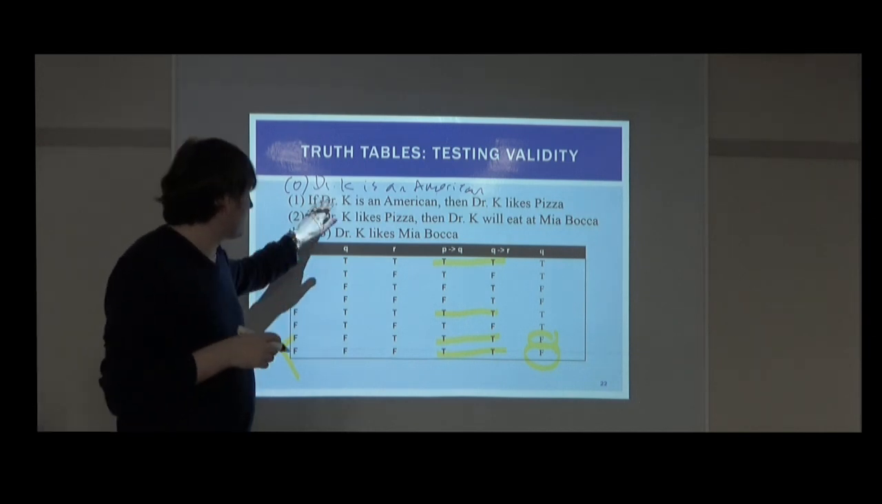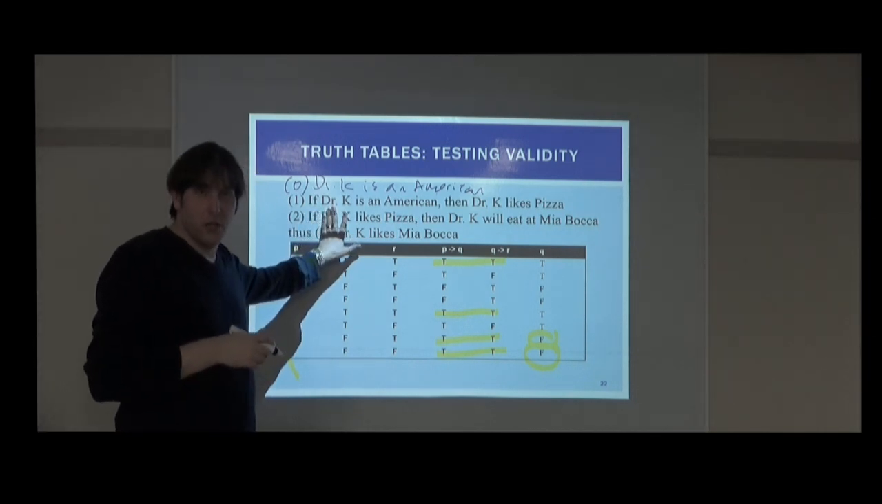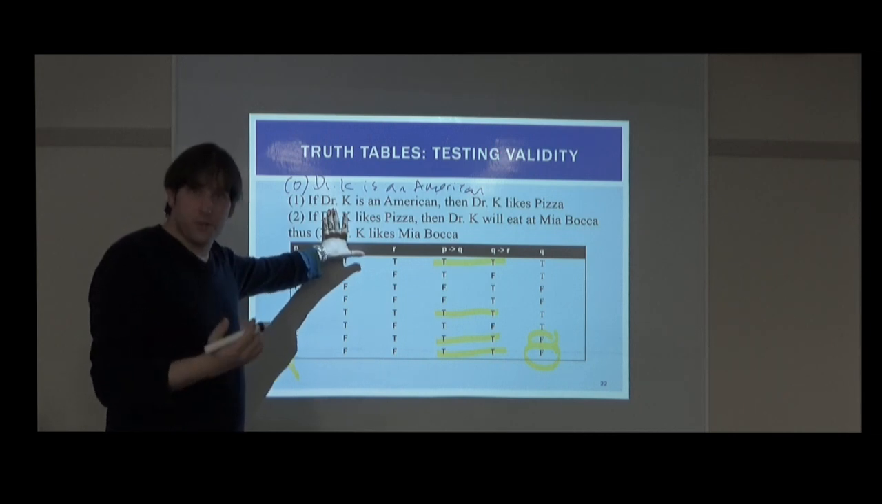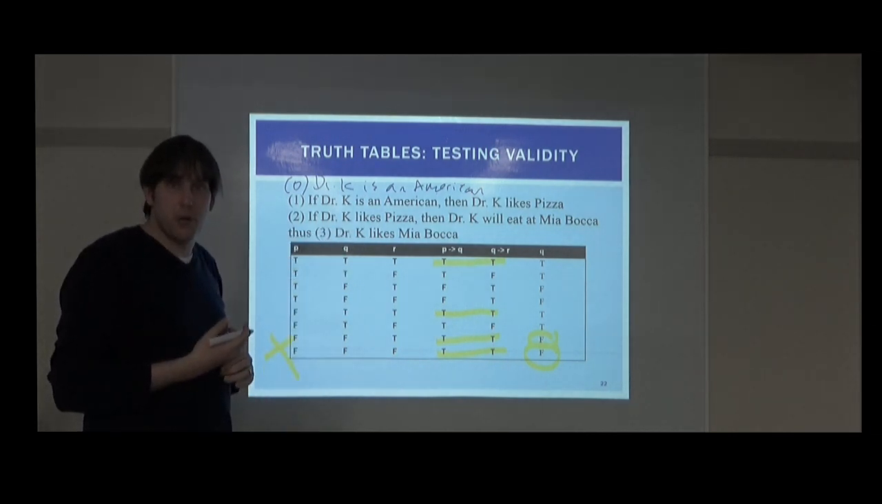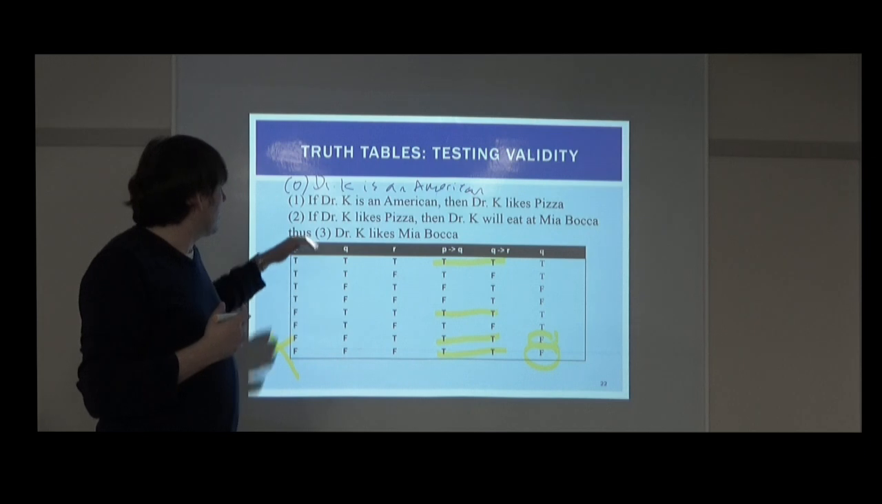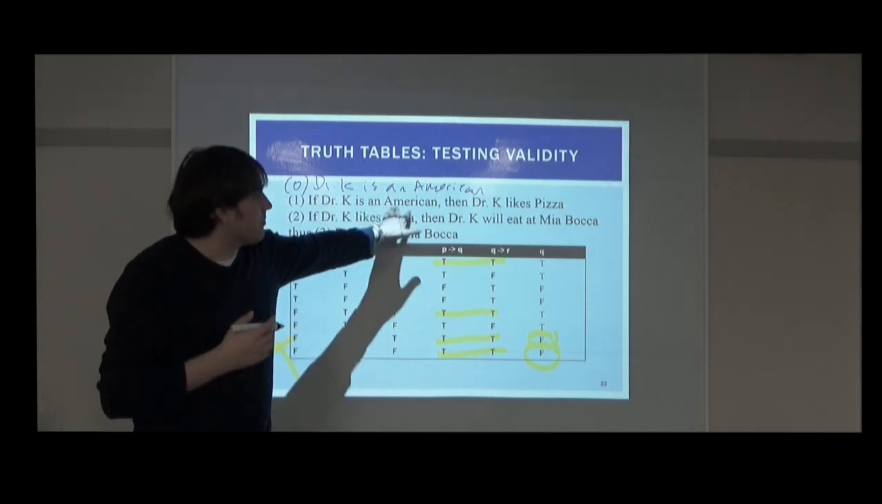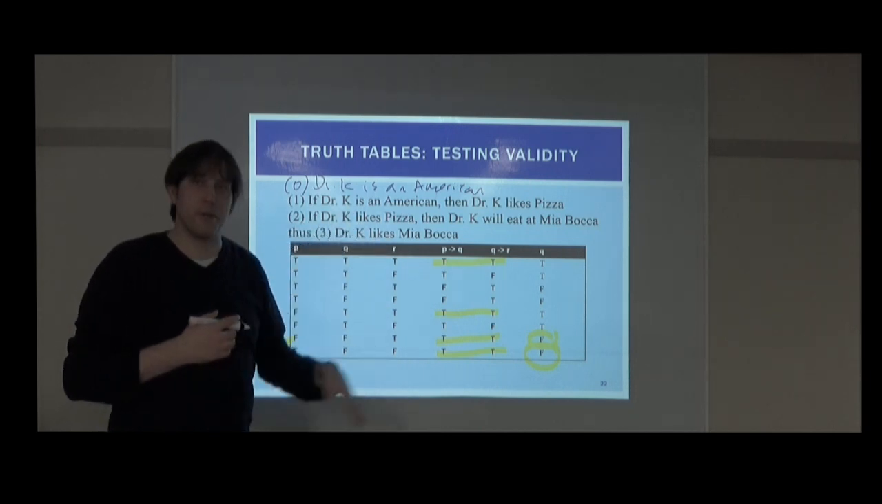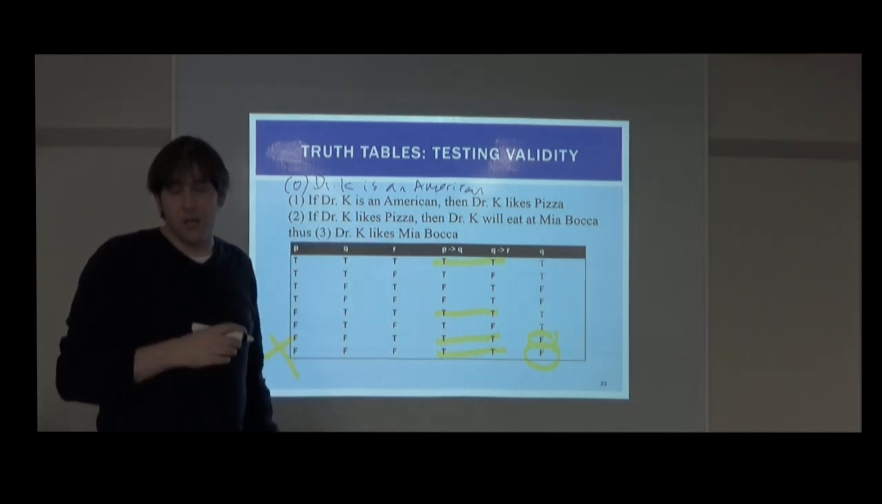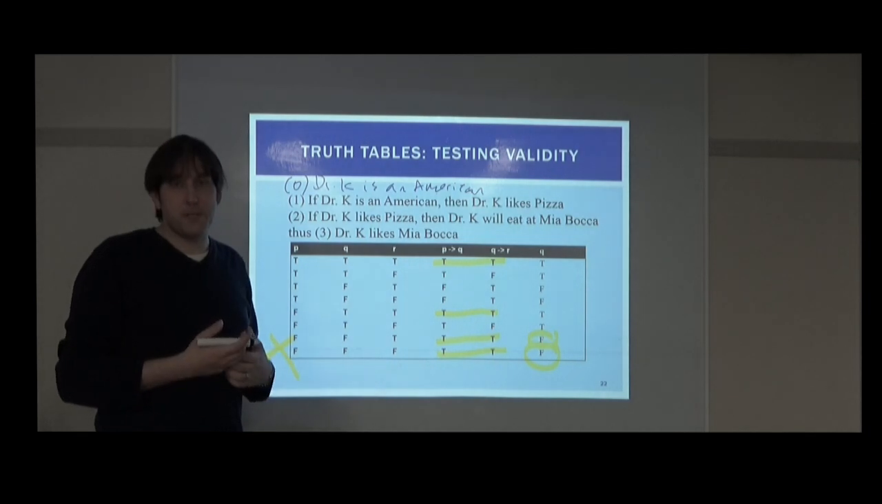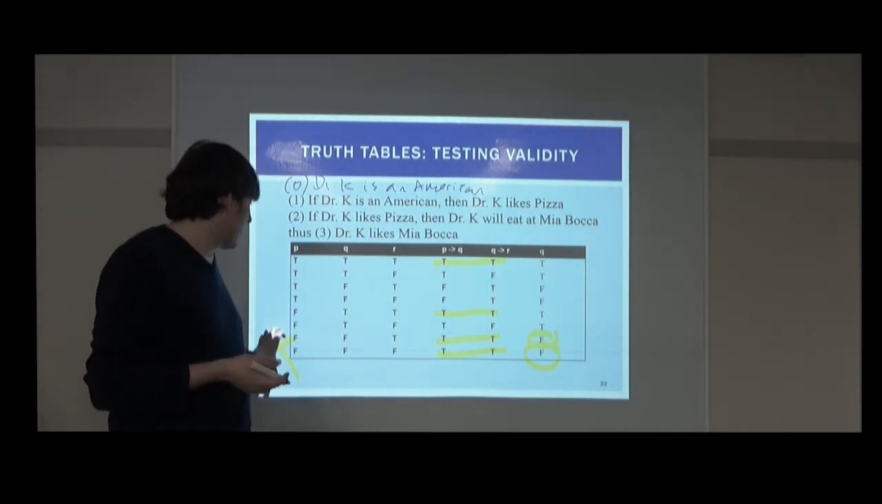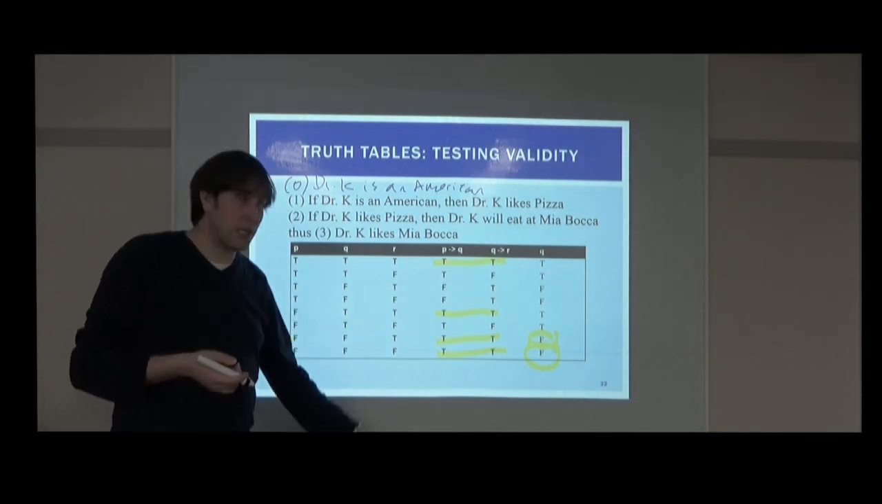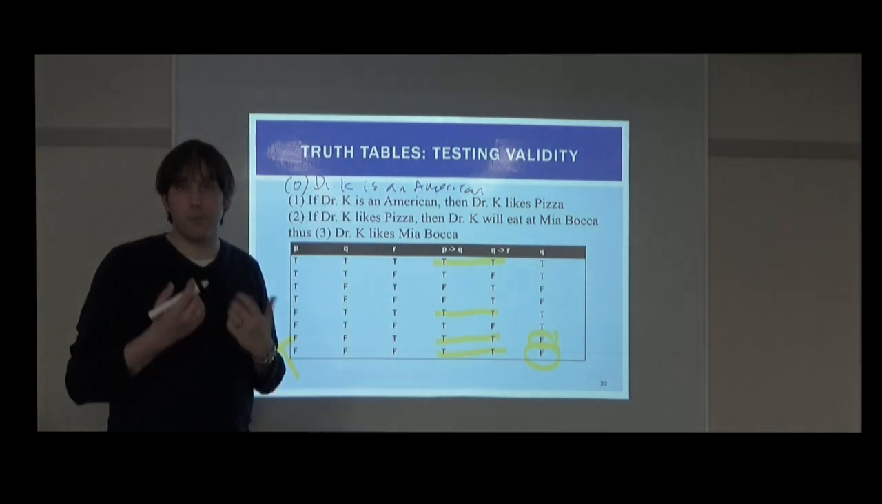So if we switched, instead of having it be Dr. K, if we said someone else, if we said that Prime Minister Abe, if Prime Minister Abe is an American, then Prime Minister Abe likes pizza. If Prime Minister Abe likes pizza, then Prime Minister Abe will eat at Mia Boca. But in that case, Prime Minister Abe is not American, so then we can know these things. So unless we add this premise, the argument is invalid.